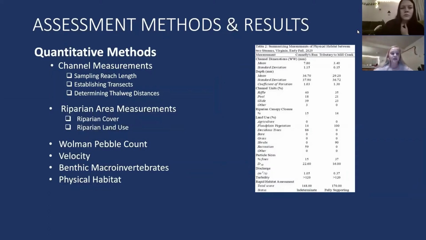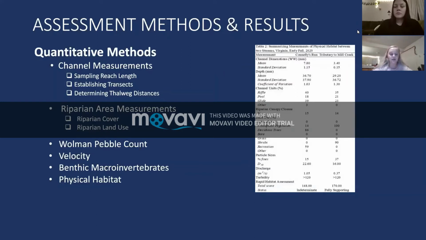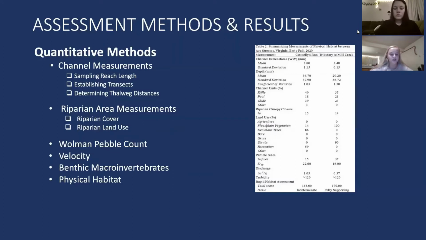When determining the thalweg distances, we measured maximum depth, classified habitat, determined presence of small sediment at 10 to 15 equally spaced intervals between each of 11 channel cross-sections. We measured wetted width at 11 channel cross-sections and midway between cross-sections, which were 21 measurements.